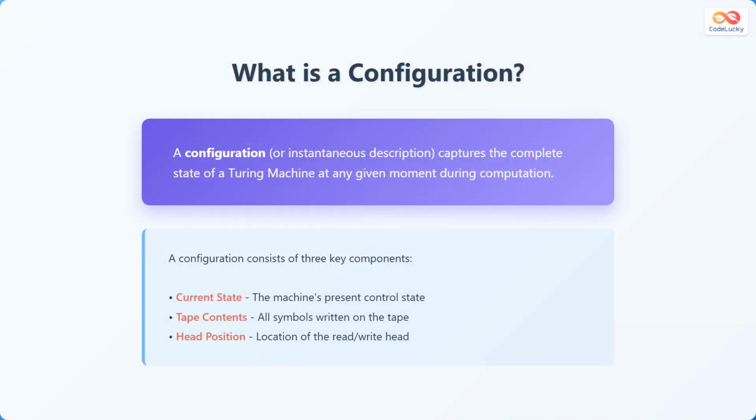So, what exactly is a configuration in the context of a Turing machine? A configuration, also known as an instantaneous description, captures the complete state of a Turing machine at any given moment during computation. Think of it as a snapshot of the machine's status. A configuration consists of three key components: the current state, which is the machine's present control state, the tape contents, which includes all symbols written on the tape, and the head position, which is the location of the read or write head.